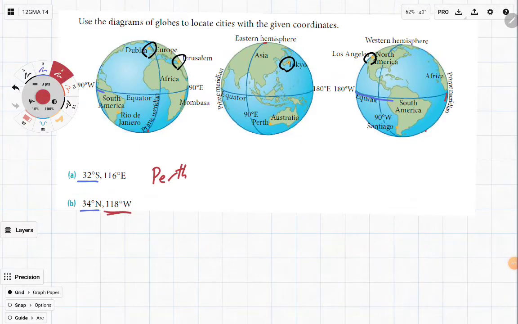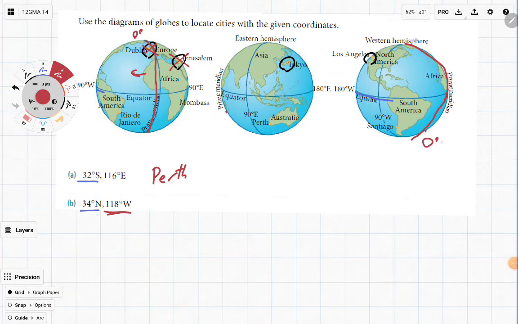Once again, we've got the prime meridian. It can't be Jerusalem because it's in the eastern hemisphere. It could be Dublin, but I don't think it's west enough. The prime meridian is 0 degrees east and west, and this one here is 90, so it's not far enough along, so it's also not going to be Dublin. Tokyo's out. It's also in the eastern hemisphere. So it's going to have to be in the western hemisphere, which by process of elimination feels like it has to be Los Angeles. But let's double check.